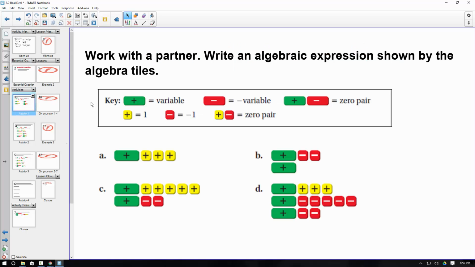These are really cool. So this plus represents a plus variable, like a 1x or 2x, whatever. This is a negative variable, and then we have our points here, which is plus 1 or negative 1. It's just showing that if you have a plus and a minus, they cancel each other out, right?